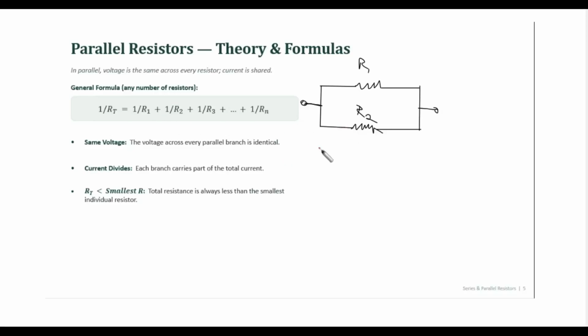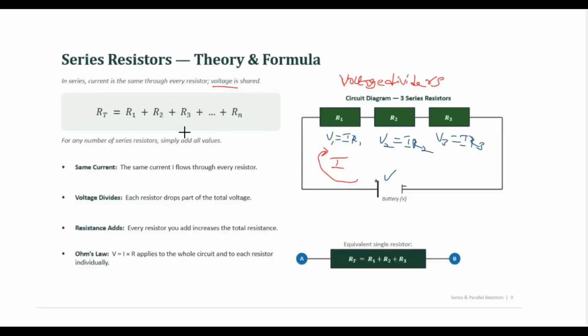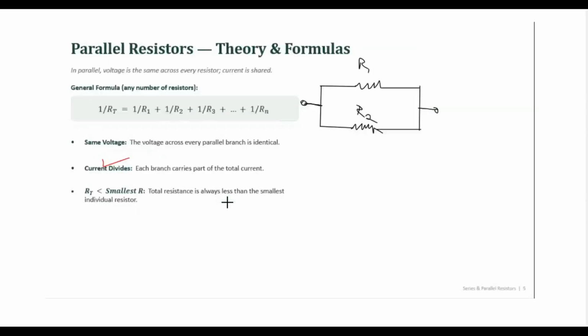So for parallel combination, the voltage is going to be the same across the resistors, but the current is going to be divided. For that reason, we call them current dividers. Resistors in parallel are known as current dividers, while resistors in series are known as voltage dividers. Kindly take note of that. Then for parallel combination, the total resistance is lesser than the smallest resistor.